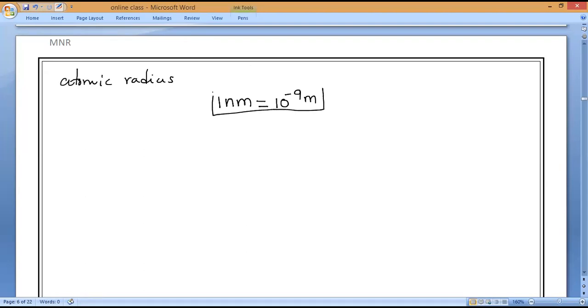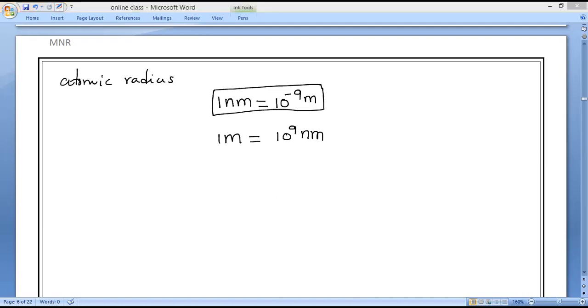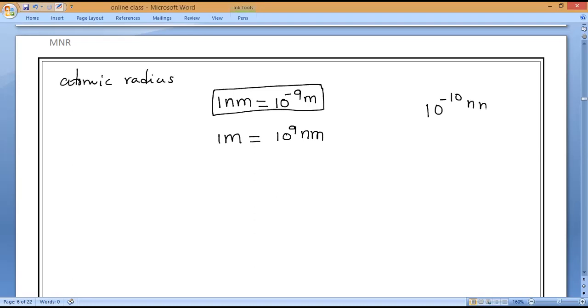So that small are atoms. Or we know 1 meter is equal to how many nanometers? Sorry, 1 meter is equal to 10 power 9 nanometers. Now if we take a hydrogen atom, what is the size of the hydrogen atom? 10 power minus 10 approximately.